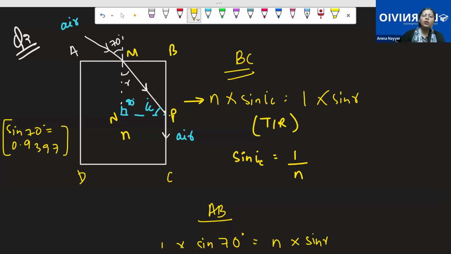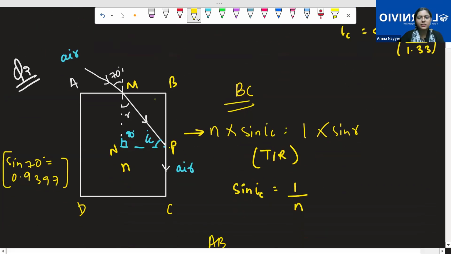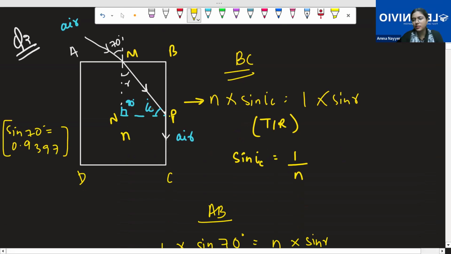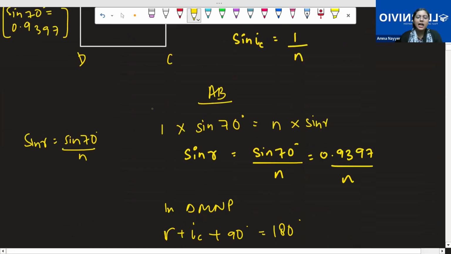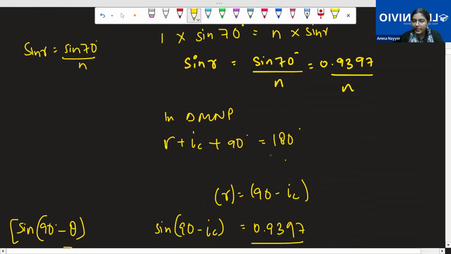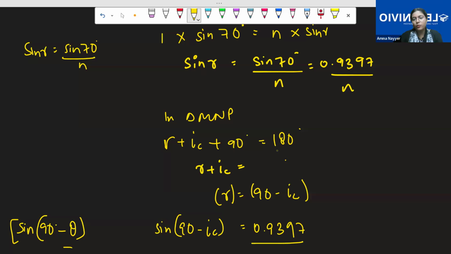So in this triangle, this R, this 90 degree, this IC, is forming a complete triangle. So their sum will be 180 degree. I can say R plus 90 plus IC is equal to 180 degree. So R plus IC will be equal to 180 minus 90, that is 90. So what is angle R? 90 minus IC, right?